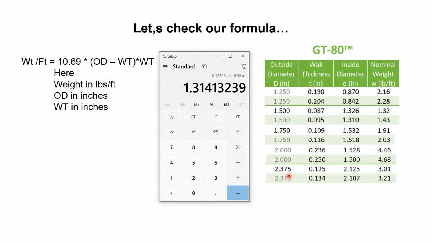We can also check for another value. Let's say we are using this 2.375 coil with 0.125 inch wall thickness. So 2.375 minus 0.125, multiplied by 0.125, multiplied by 10.69. So it is 3.01, which is in the technical data sheet. So we have checked that our formula is working efficiently for any dimension of coiled tubing string.